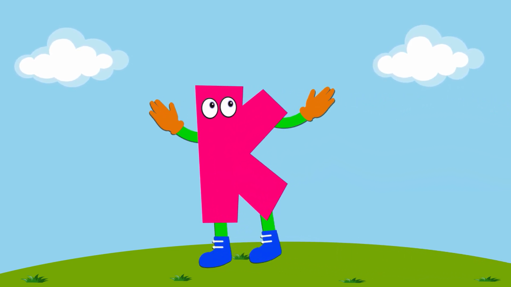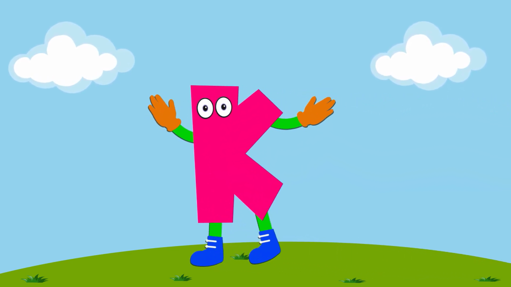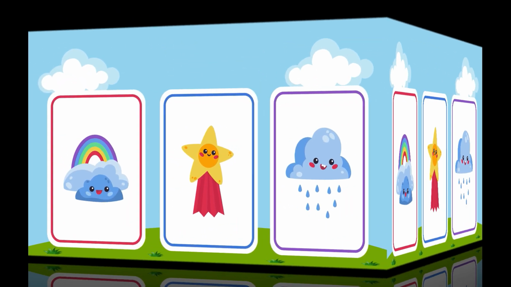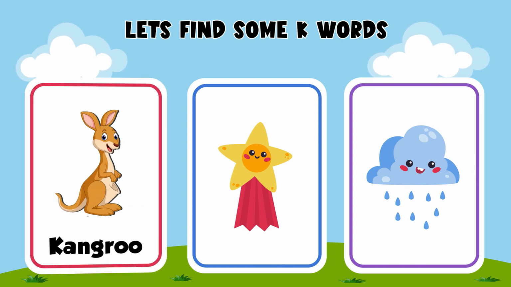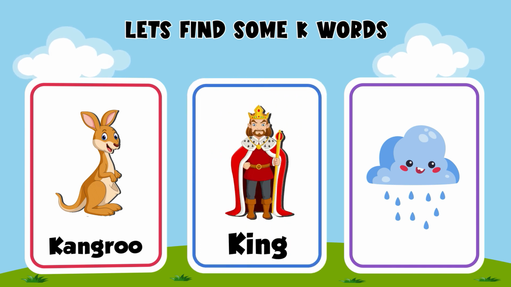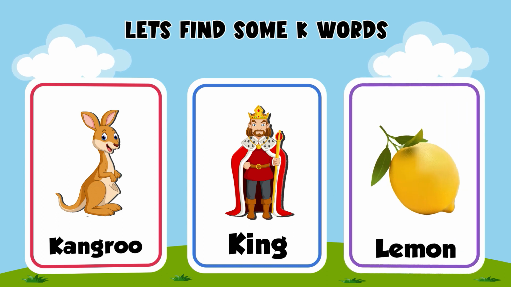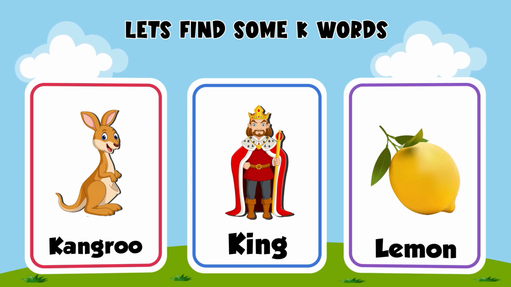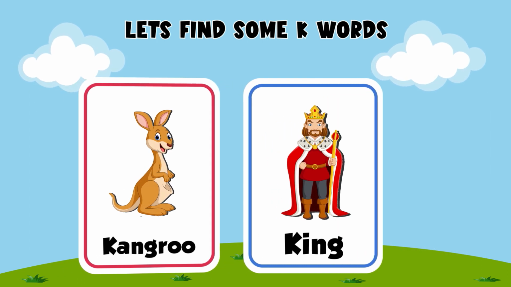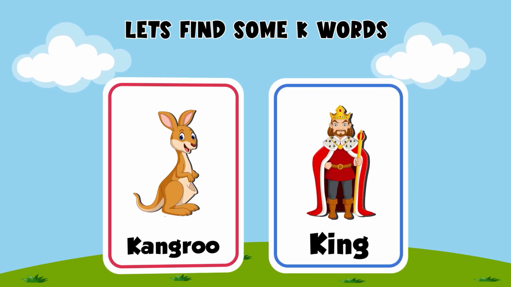This is alphabet K. Let's find some K words. Kangaroo. King. Lemon. K, kangaroo. K, king.